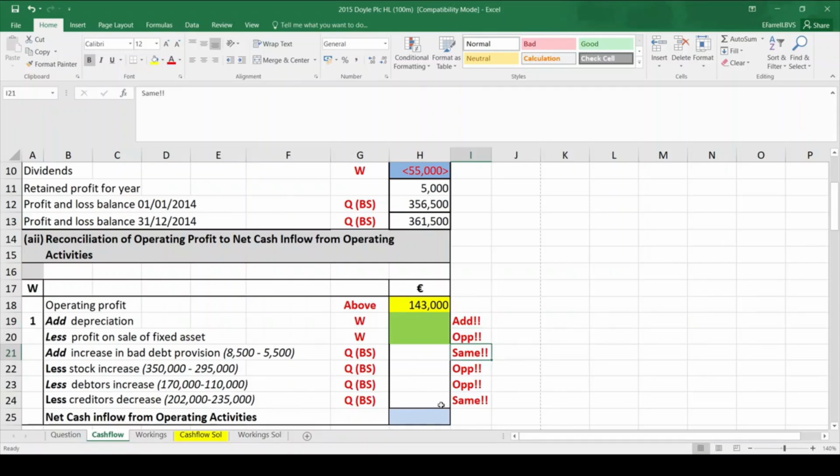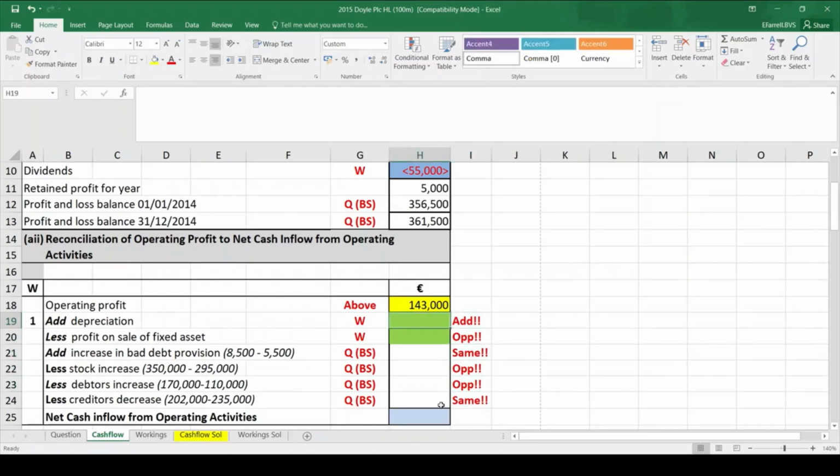So if it's an increase, it goes in as a plus. If it's a decrease, it goes in as a minus. So same as what you think sign-wise. And with stock, debtors and creditors, stock and debtors are the same. They're both assets, so they are the opposite of what you think, meaning if they increase, they are a minus. If they decrease, they are a plus. And creditors is the same as what you think. If it's an increase, it is a plus, and if it's a decrease, it is a minus. Just an easy way to remember this stuff, because in the exam, it can be very difficult for students to think if you're adding or taking away here.